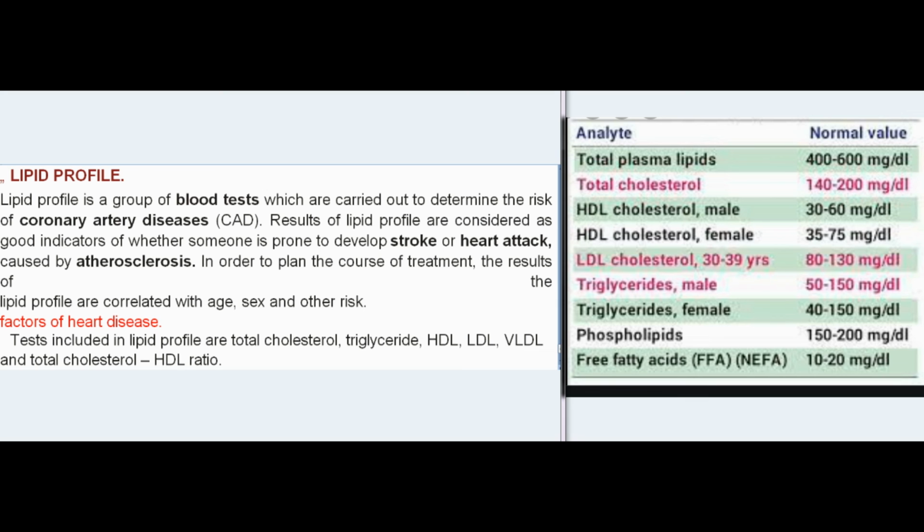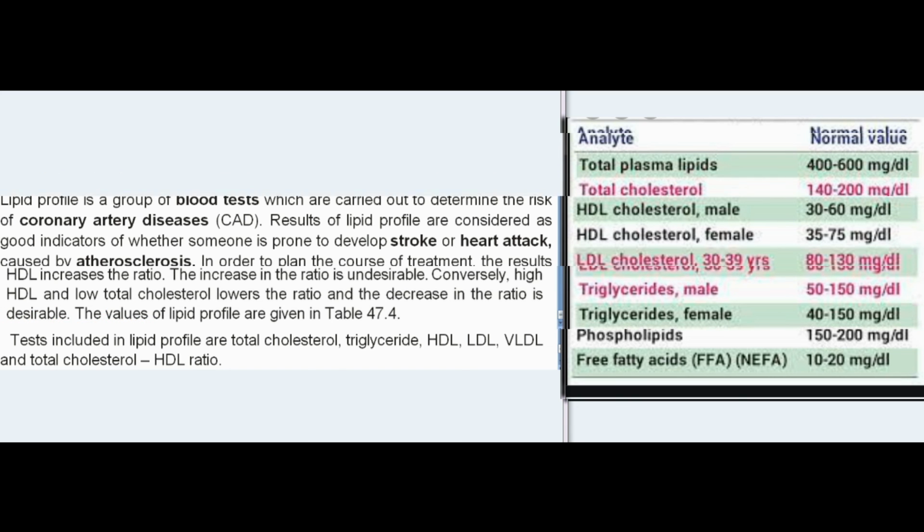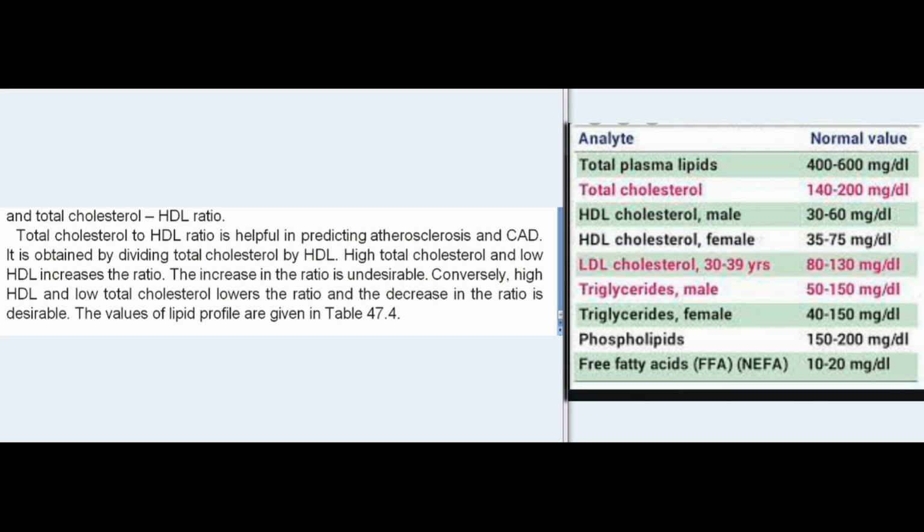Tests included in lipid profile are total cholesterol, triglyceride, HDL, LDL, VLDL and total cholesterol to HDL ratio. Total cholesterol to HDL ratio is helpful in predicting atherosclerosis and CAD. It is obtained by dividing total cholesterol by HDL. High total cholesterol and low HDL increases the ratio. The increase in the ratio is undesirable.